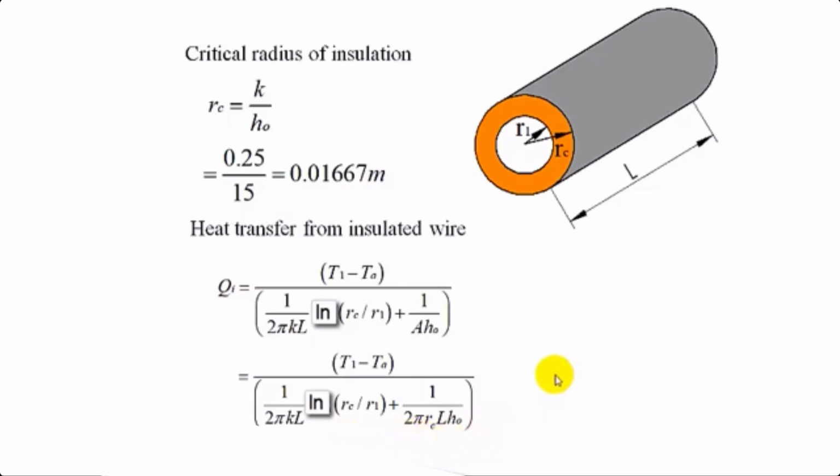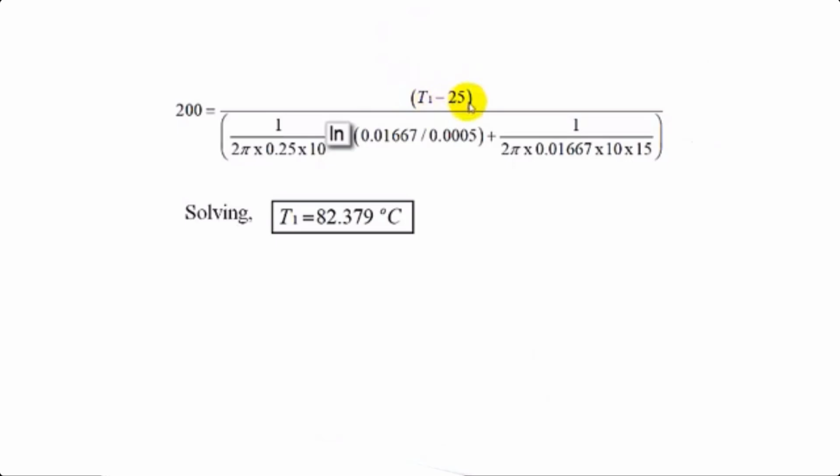Let us substitute for this. So T1 minus 25 divided by 1 by 2. T1 is still unknown. From the insulated wire, the cable surface temperature will decrease. So T1 minus 25 divided by 2 pi, K is 0.25, L is 10 meter. This is the critical radius which we have calculated, the radius of the cable, and here again critical radius, length, and heat transfer coefficient. After substituting all that for 200 watts heat dissipation, once you solve, you get T1 as 82.379 degrees centigrade.